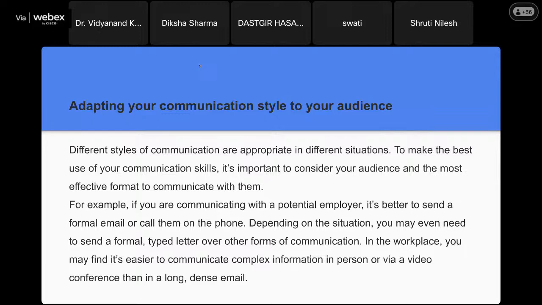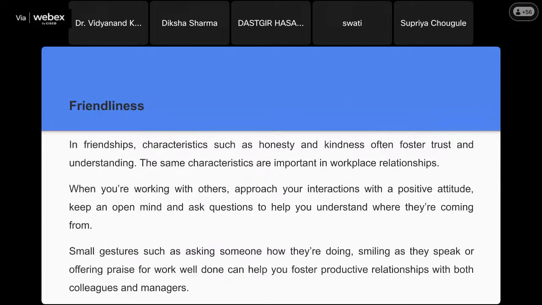Style to your audience. Friendliness is again a very important skill. In friendliness, characteristics such as honesty and kindness often foster trust and understanding. The same characteristics are important in workplace relationships, and you might also be experiencing the same thing. If you are very friendly with your team, it is very easy to interact with them.